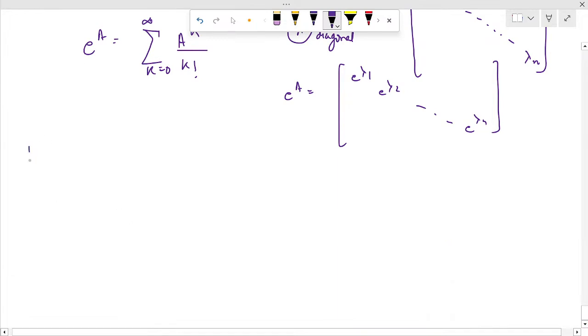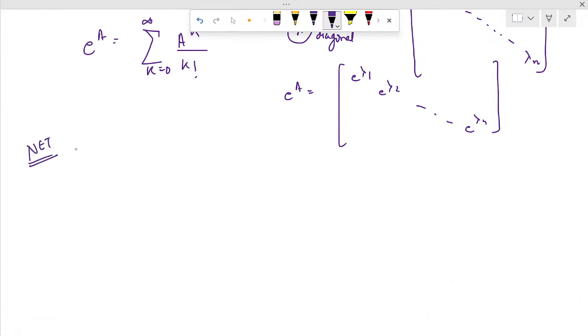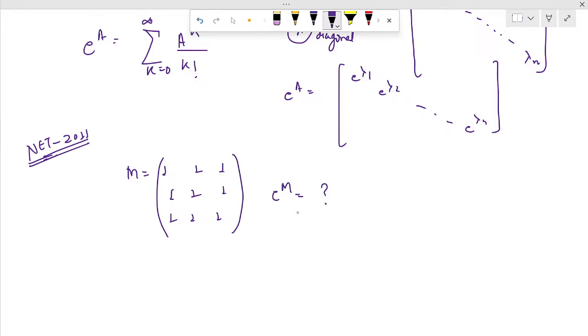See, the first question that I'm writing for you is from the NET exam 2011. It was asked that if M is given to you as 1 1 1, 1 1 1, 1 1 1, as it is given, what is e to the power M? It was asked what is e to the power M.